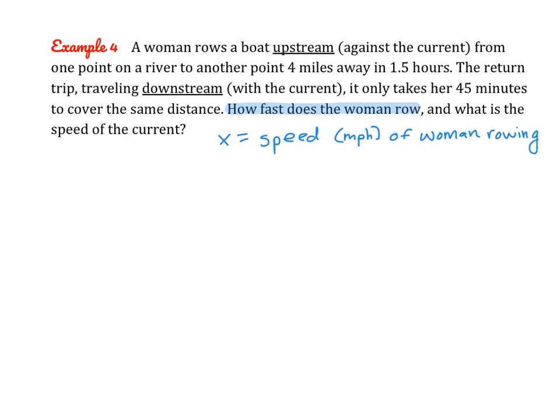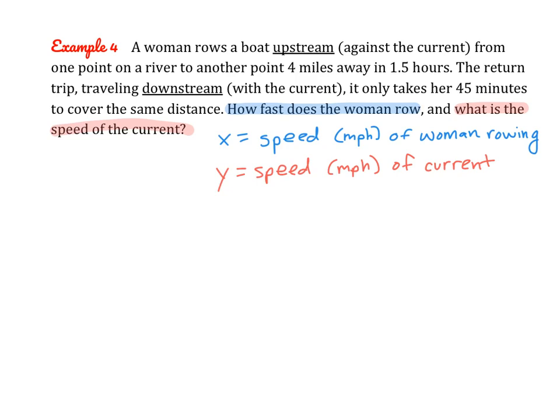And then the next part of the question they ask, and what is the speed of the current? So that will be what our y variable represents. Or you could pick whatever two variables you want. So that will be the speed in miles per hour of the current. So notice when I'm defining these variables, I'm being really specific. I'm not only saying it's the speed of what, but I'm also stating units whenever possible.